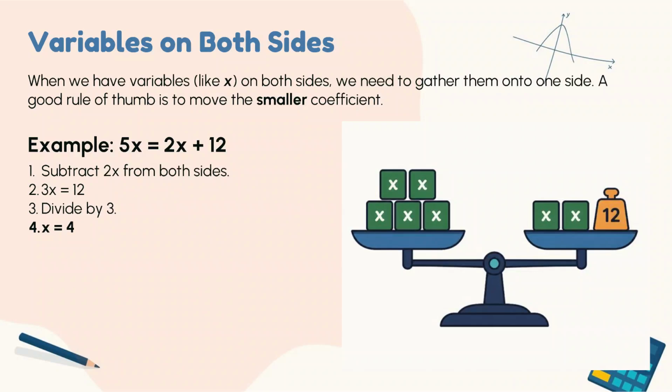Sometimes the variable appears on both sides of the equation. For example, 5x = 2x + 12. To solve this, we need to gather the x terms onto one side. A good rule is to move the smaller coefficient. Here, 2x is smaller than 5x, so we subtract 2x from both sides. That gives 3x = 12. Then divide both sides by 3. So x equals 4. The equation stays balanced because we did the same thing to both sides.